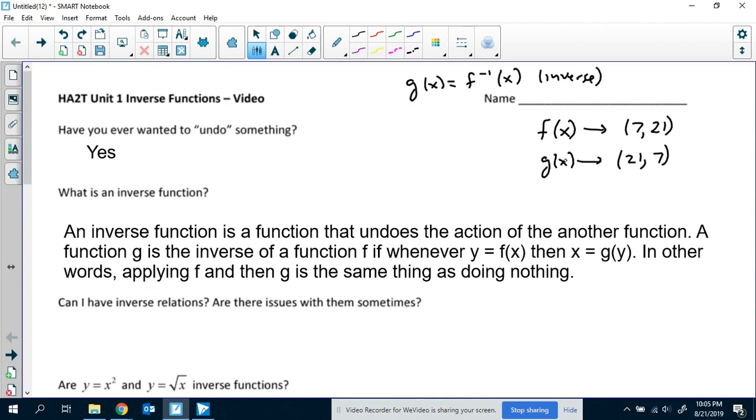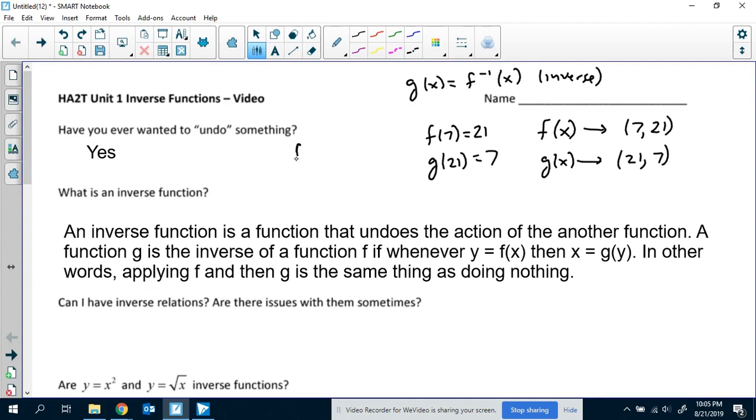So ultimately, taking f of 7, getting 21, then taking g of 21 gets me back where I started. That's essentially what an inverse function is. It gets us back where we started. If we did the original function, I can undo the original function's action with g.